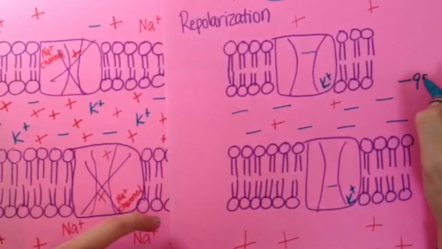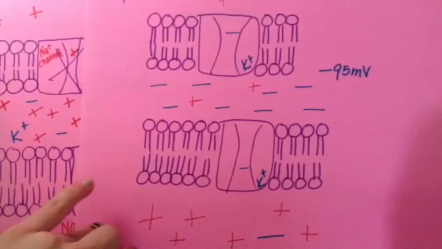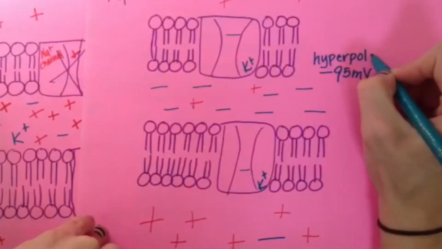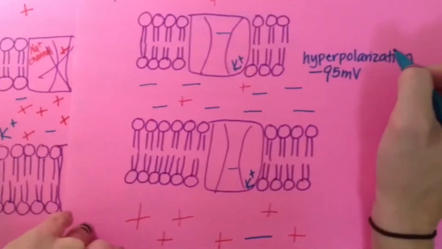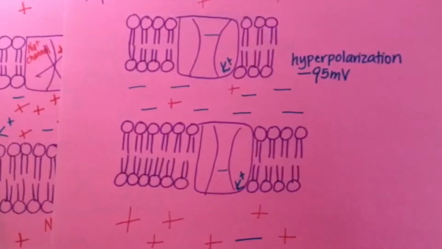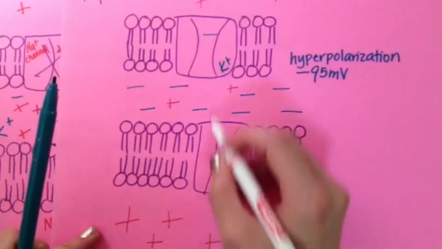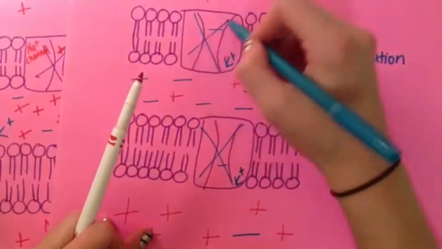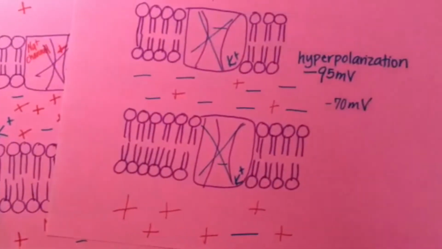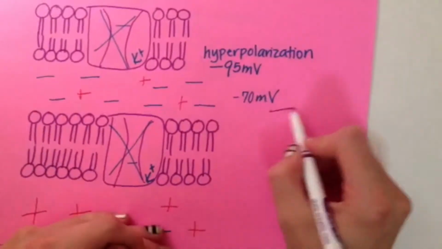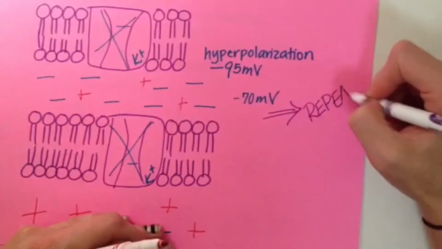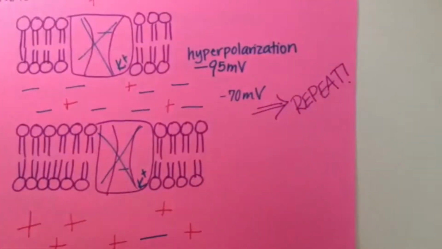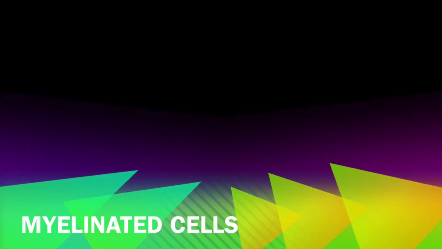Voltage-gated potassium channels open and close very slowly, causing too much potassium to enter the cell, making the voltage about -95 millivolts. This is called hyperpolarization. Through diffusion across the membrane, based on the concentration gradient and membrane resistance, the voltage is brought back to the resting potential of -70 millivolts. In the final stage, potassium channels close. This process continues repeatedly all the way down the axon based on different stimuli.